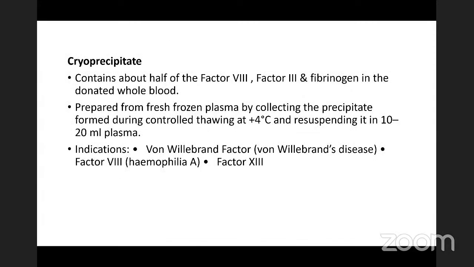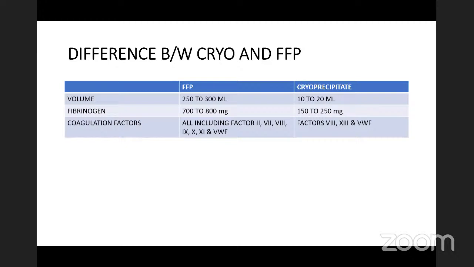Cryoprecipitate contains half of the factor 8, factor 13, and fibrinogen in the donated whole blood. It's prepared from fresh frozen plasma by collecting the precipitate formed during controlled thawing at +4 degrees centigrade and suspended in 10 to 20 ml plasma. It's indicated in von Willebrand factor deficiency, factor 8 and factor 13 deficiency. Coming to the differences between cryo and FFP, fibrinogen is present in both FFP and cryo, but in cryo it's in lesser amount. In coagulation factors, FFP includes all factors, whereas cryo includes only factor 8, 13, and von Willebrand factor.